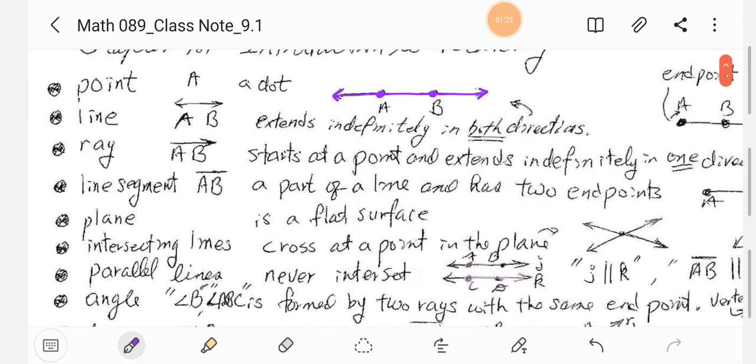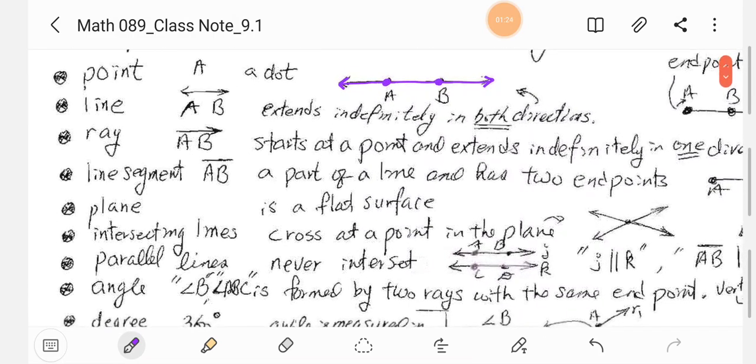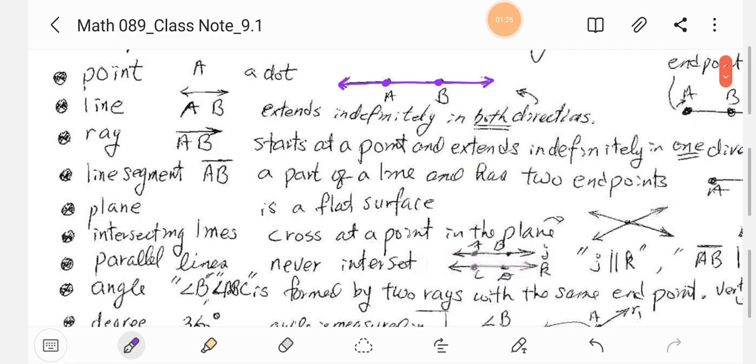And then ray. What is a ray? A ray has a starting point. So it starts from A and then goes through point B and all the way away from B. So starting from one point and then going through another point and then continuing. So that is a ray.